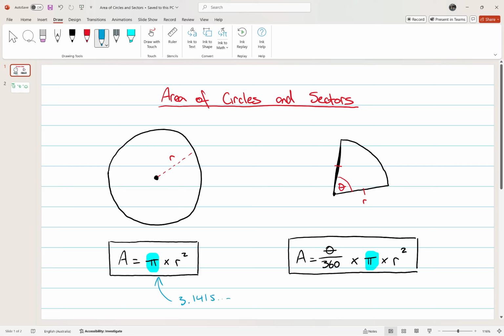Pi, if you remember, is 3.1415... It's an infinitely long number, and we use it whenever we're working with circles. You don't need to remember that number. As long as you know where to access it on your calculator and put it into a formula, you're good to go.